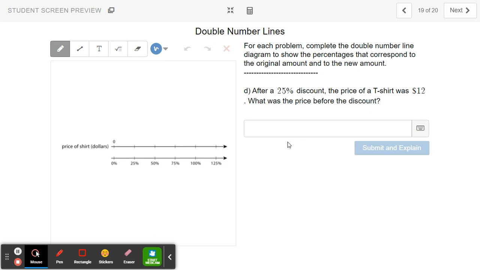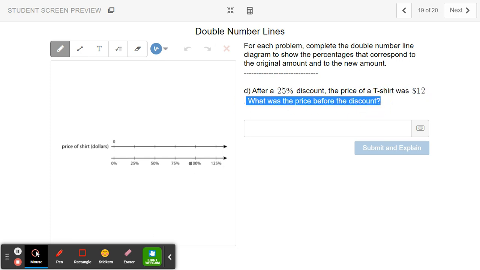And next, so here we have for each problem, we're doing the same thing after a 25% discount. So this is after a discount, the price of a t-shirt was $12. What was the price before the discount? So I'm going to look here and I notice I'm trying to find my original amount, right? And original means 100.